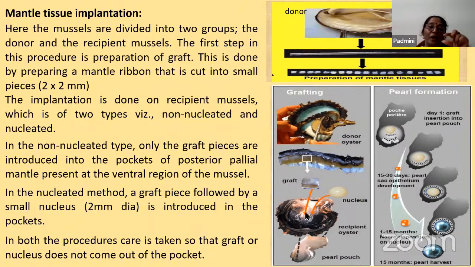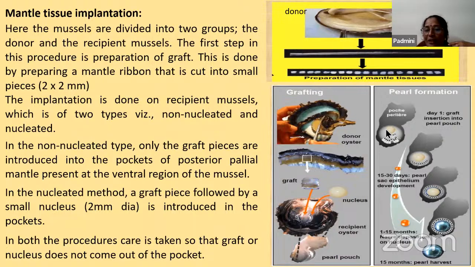If at all you come across a pearl made up of non-nucleated type, and a bead made up of nucleated and beaded type, then you have to understand the difference between non-nucleated and nucleated. In the nucleated, the nucleus along with the graft is inserted inside this recipient over here. So that is the procedure. You're going to open it up, and you're going to slowly graft these two into the mantle cavity of the recipient.